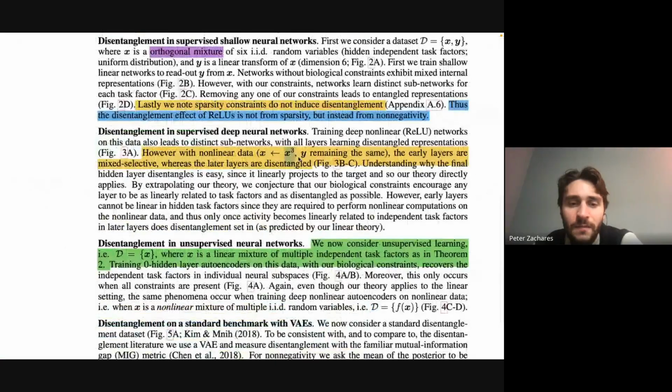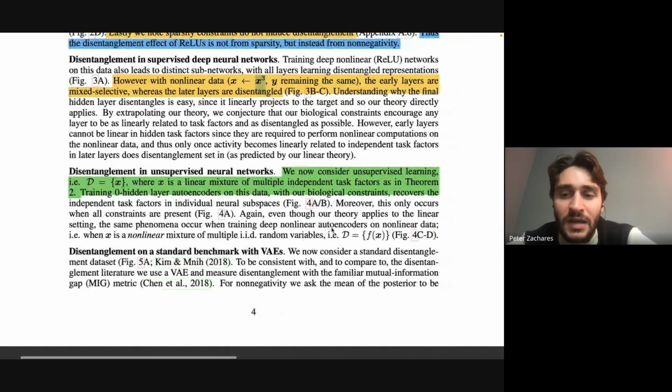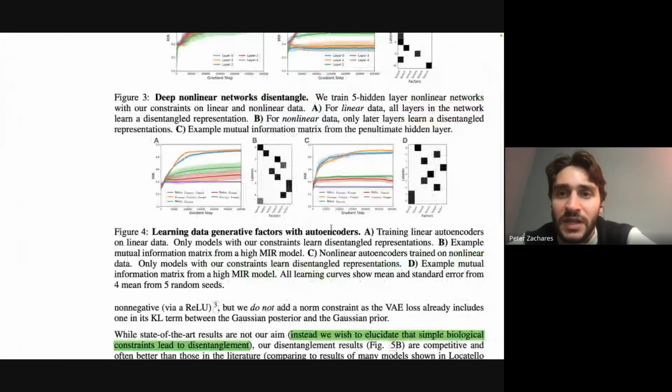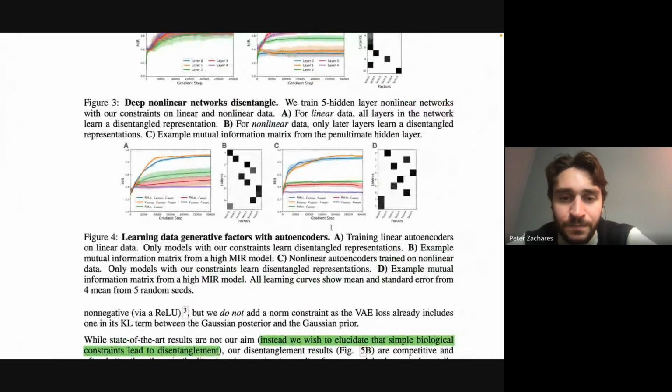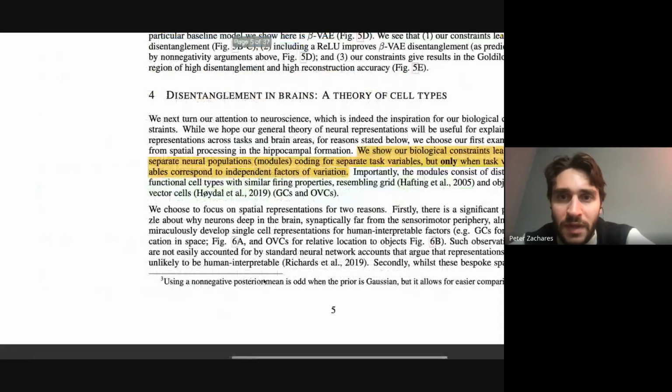And then they did another experiment where they trained a model in an unsupervised way. The results for that are over here. Again, they're training on A is a linear model, B is nonlinear data, and C is linear data. But what you can see is when they enforce all their constraints, they get a much higher disentanglement score again. So all of that.